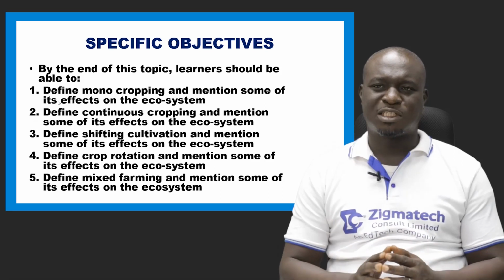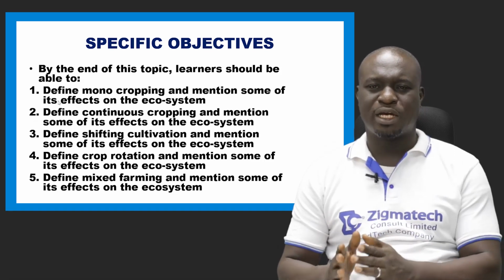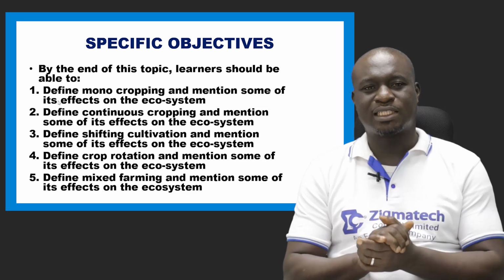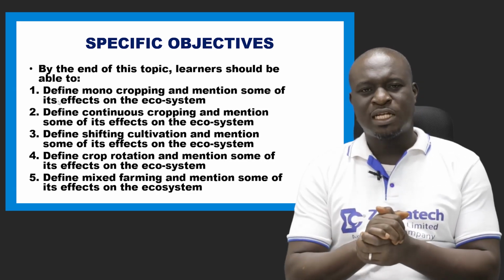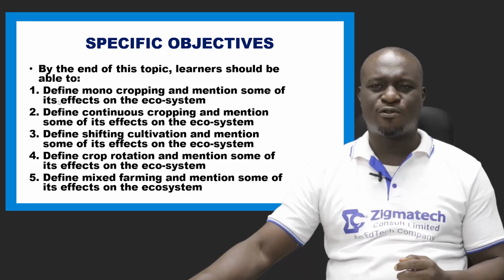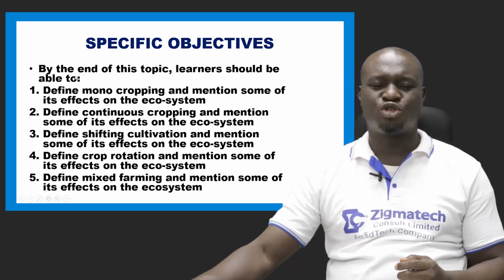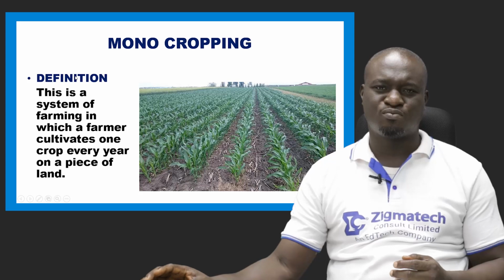Now, these are the specific objectives you should be able to get at the end of this class or end of this topic. Now, if you're ready, let's begin with the first aspect, which has to do with monocropping.